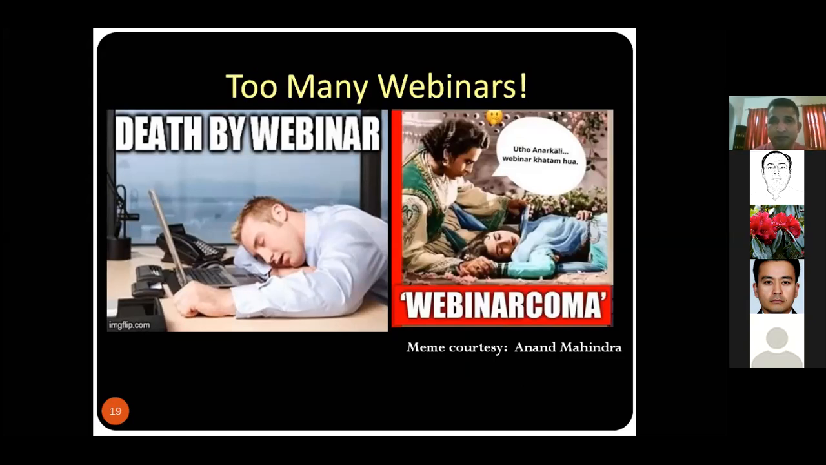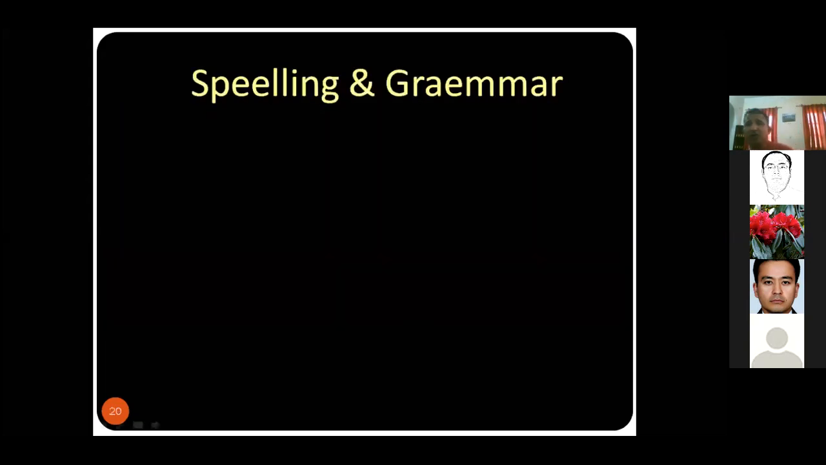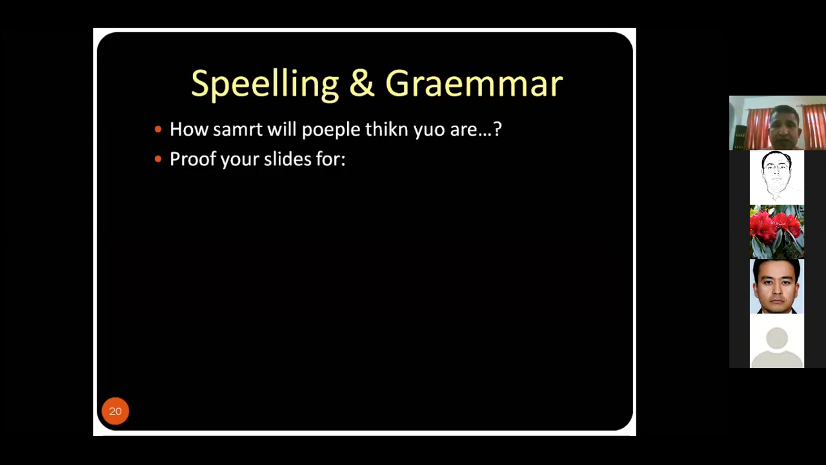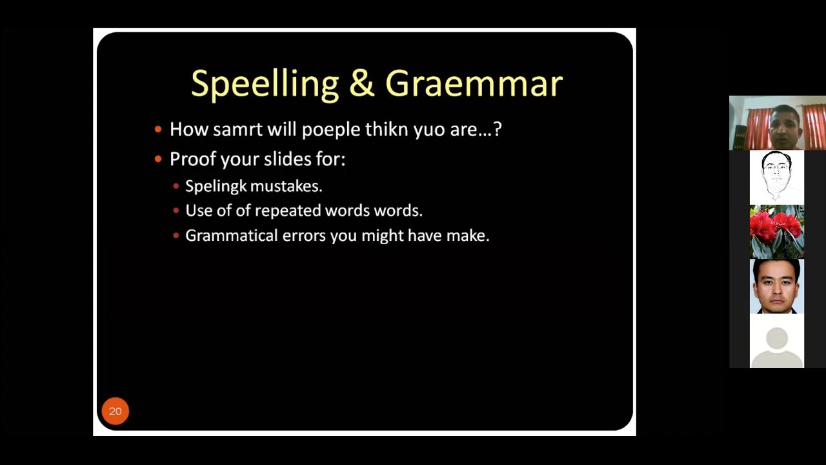Next important thing about the PowerPoint presentation is the spelling and grammar. This is one of the things sometimes overlooked, but it is not to be overlooked. How smart people think you are depends on how careful you are with your spelling and grammar. You always have to proof your slides. Once you make your slide, you have to check again for spelling mistakes, use of repeated words, and grammatical errors you might have made. All these things look terrible when they are projected on your screen.